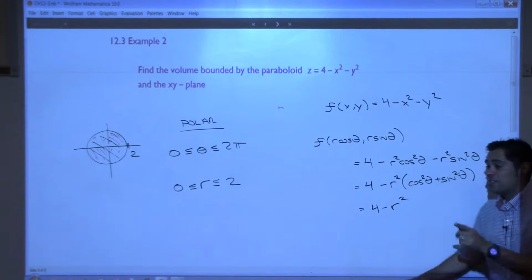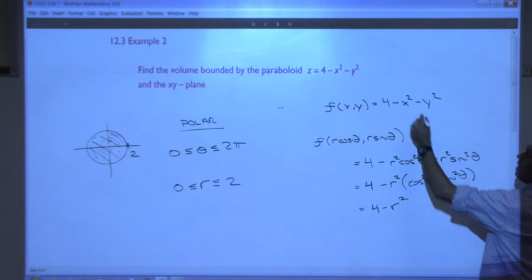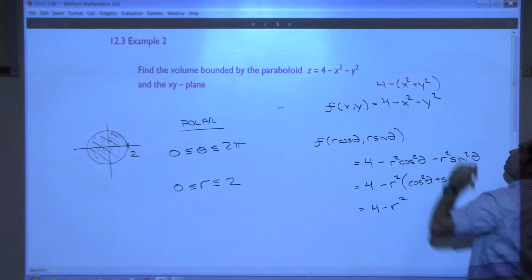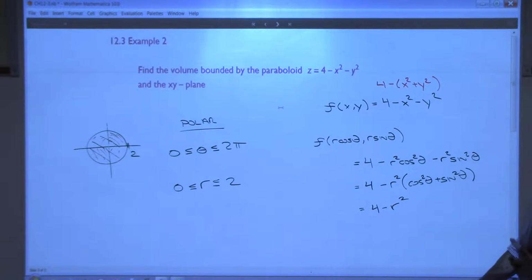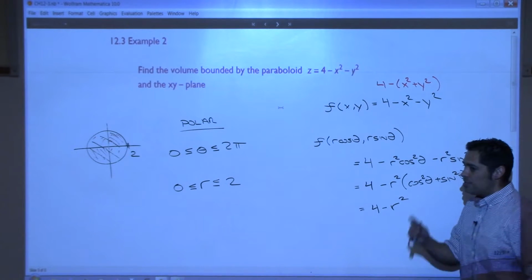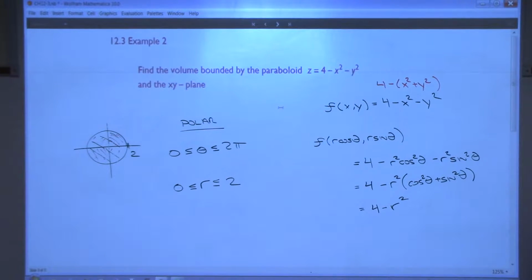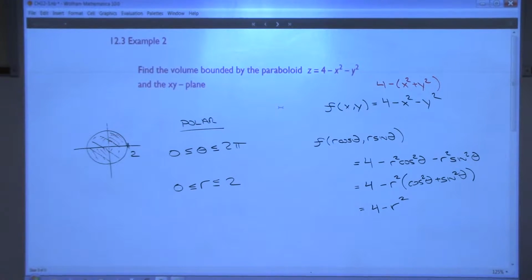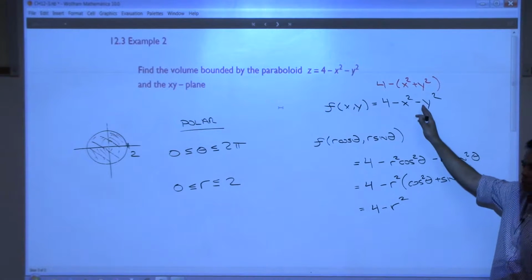Now you could have noticed that beforehand had you rewritten this as 4 minus x squared plus y squared. Do you remember when I was showing you relationships between Cartesian and polar? I said one relationship we had was x squared plus y squared is r squared, from the Pythagorean identity. That saves you a little bit of trouble. So anytime you're converting from Cartesian to polar and you see x squareds and y squareds together, you can be thinking, can you get that into r squared?